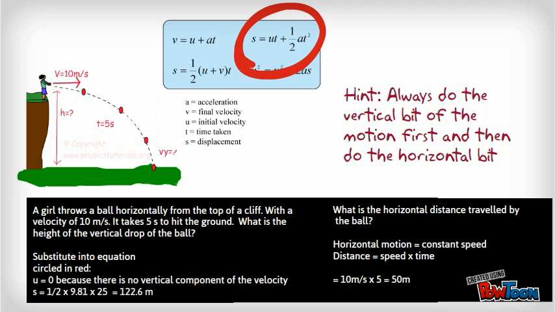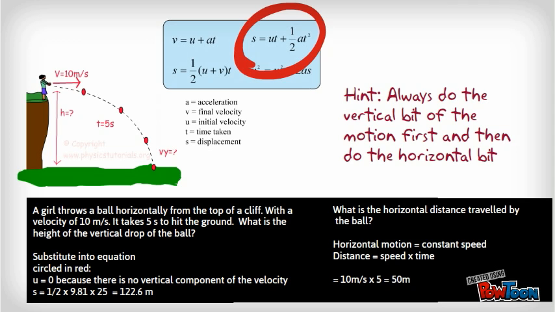Now remember, this is velocity in the vertical direction, and if the girl is throwing the ball horizontally, there won't be any velocity initially in the vertical direction, so u is 0. And a, as we've discussed, is acceleration due to gravity, so that's going to be 9.81. And you were told that the time taken for the ball to reach the ground was 5 seconds. So you can substitute all those figures into that equation and find that the ball will fall 122.6 meters to the Earth.